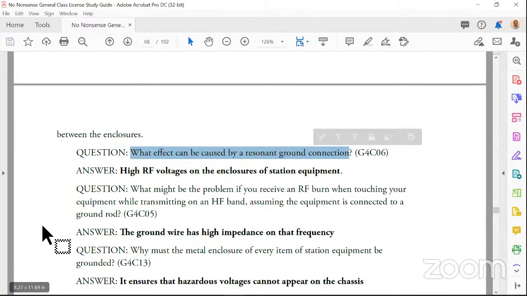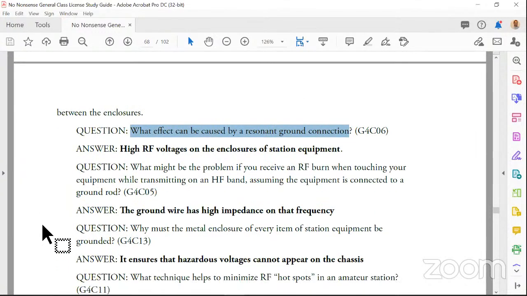Continuing. What effect can be caused by a resonant ground connection? So we said if you have a ground to your station and it is resonant, what you can end up having is high RF voltages on the enclosure of your station equipment. Because remember, your ground connection is resonant, so you are transmitting on your ground. And because you're transmitting on your ground to the chassis of your equipment, your radio, your tuner, all your pieces of amateur radio equipment, it's grounded, yes, but that ground connection is resonant. It's operating like an antenna.